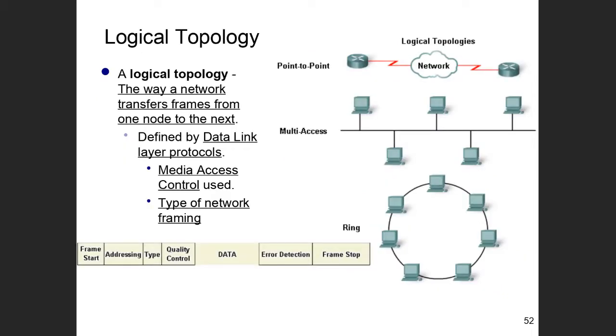A logical network is how the network transfers the frames from one node to the next. And this is a function of the media access layer. So it could be Point-to-Point Protocol. It would have one protocol method of arranging the bits. It could be Ethernet. These days, more likely, everything's going to be Ethernet.